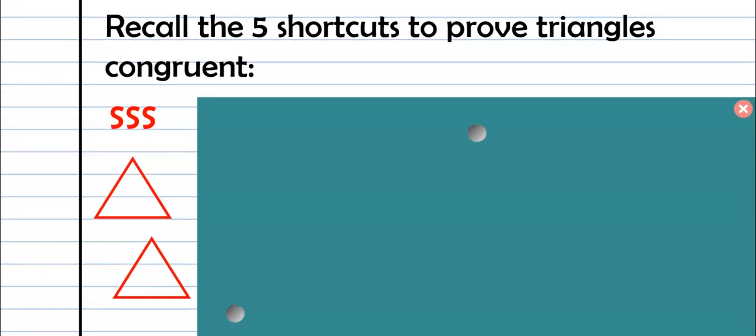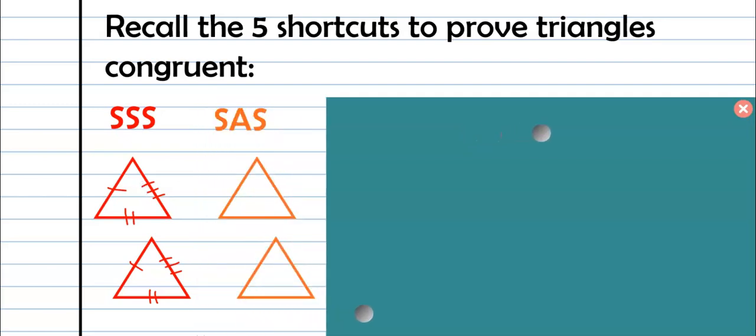So first one was side, side, side. And that one said that if we have 3 sides of a triangle congruent to 3 sides of another triangle, then we automatically know that those triangles are congruent. Without knowing anything about the angles, we can automatically know that those 2 triangles are congruent by side, side, side.